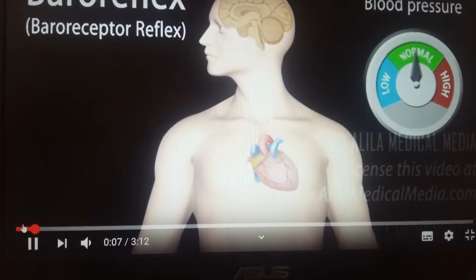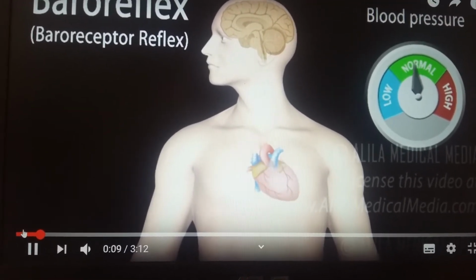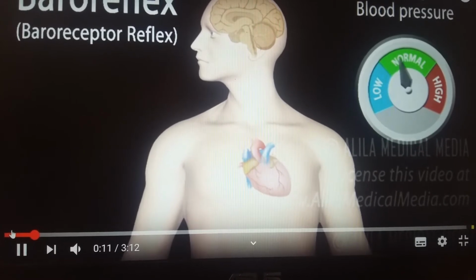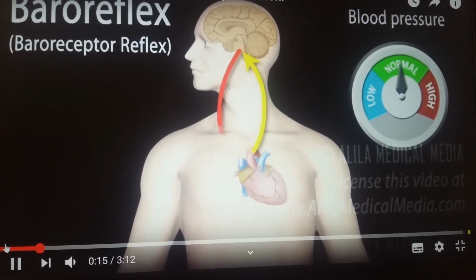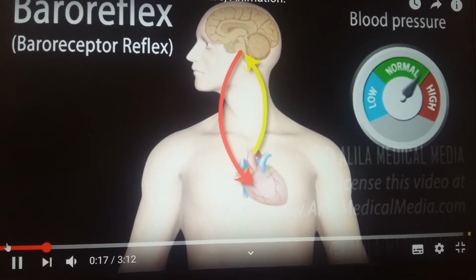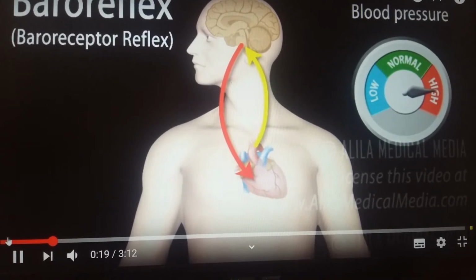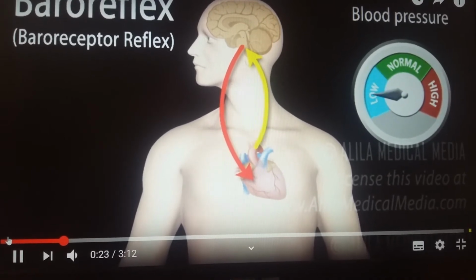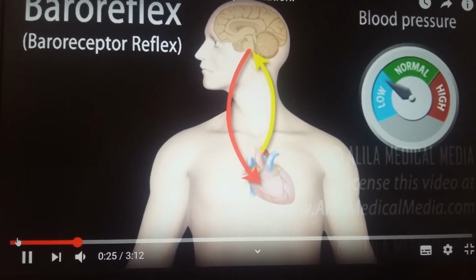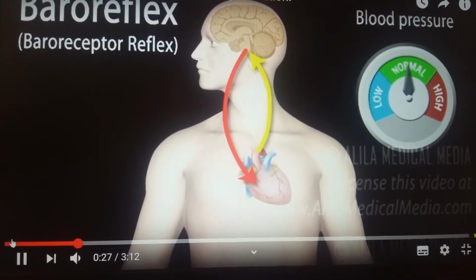Baroreflex is one of the mechanisms the body uses to maintain stable blood pressure levels, or homeostasis. Baroreflex provides a rapid negative feedback loop in which an elevated blood pressure causes heart rate and blood pressure to decrease. Conversely, a decrease in blood pressure leads to an increased heart rate, returning blood pressure to normal levels.